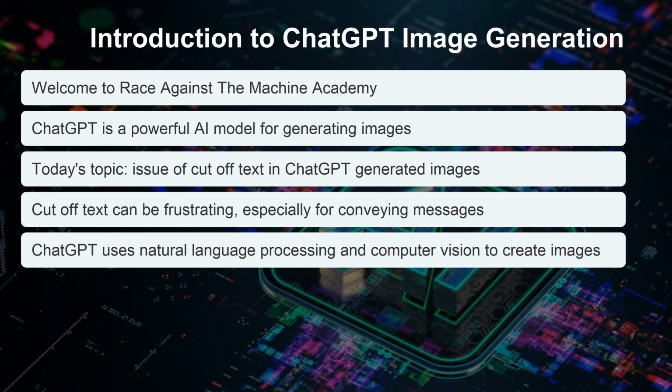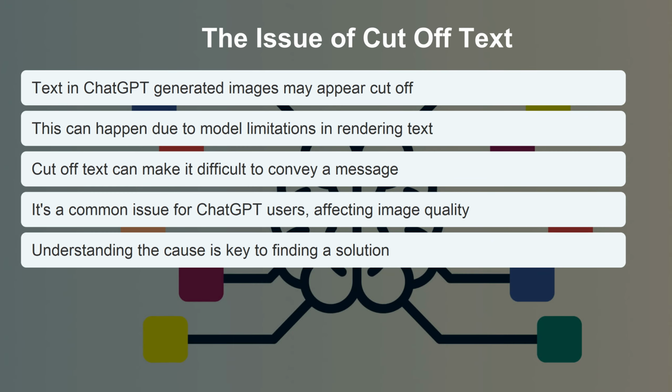Coming AI takeover. Today we are going to discuss a common issue that users of ChatGPT generated images encounter. You may have noticed that sometimes the text in these images appears cut off. This can be frustrating, especially if you are trying to convey a specific message or caption with your image. The issue of cut-off text in ChatGPT-generated images is due to the way the model generates images.